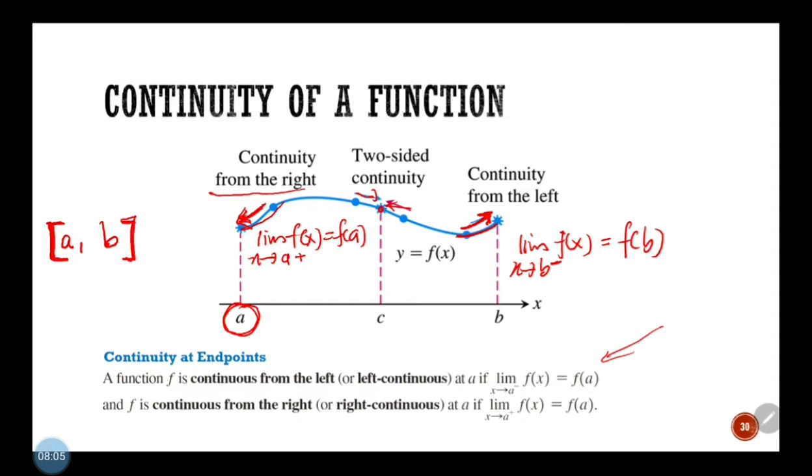B. Okay, so as I said before, a function f is continuous from the left kalau limit fx as x approaching A from the left is equals to fa, and f is continuous from the right if limit fx as x approaching A from the right is equals to fa.